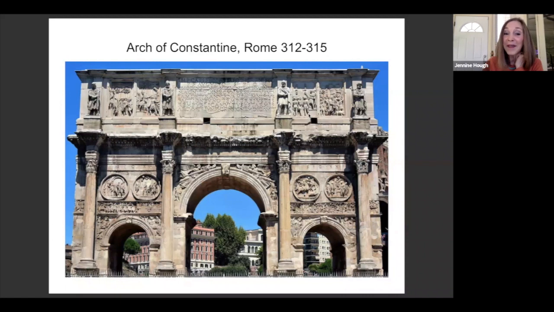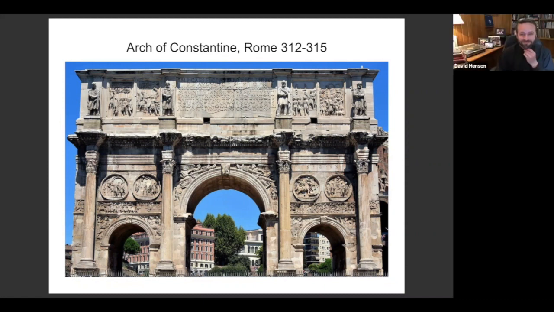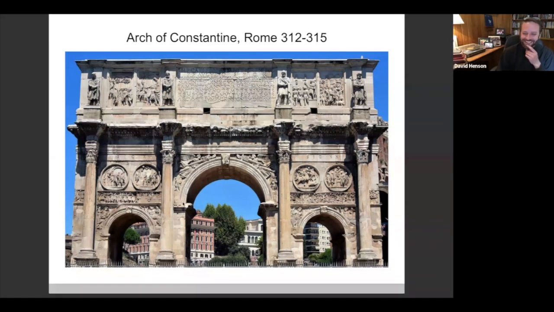And I might add that in some of them, the faces of Hadrian, Trajan, and Marcus Aurelius were recarved to look like Constantine, and then at a later date, some were corrected. So you never really know exactly who you're looking at.